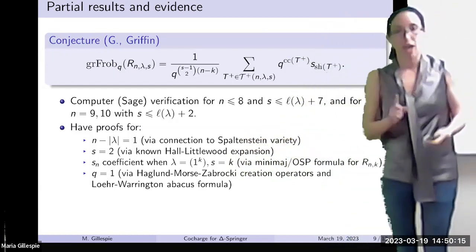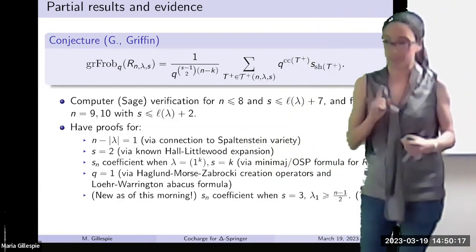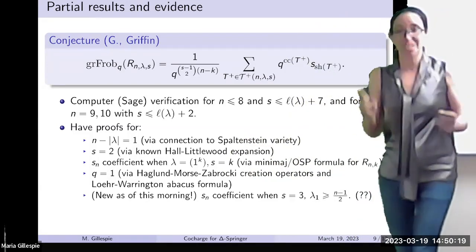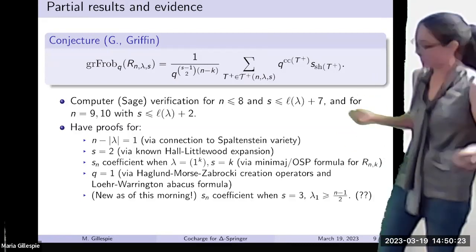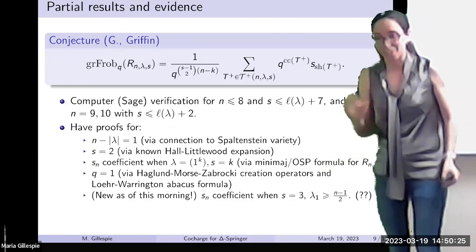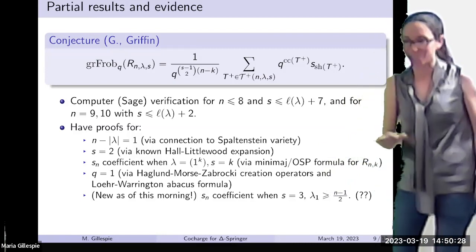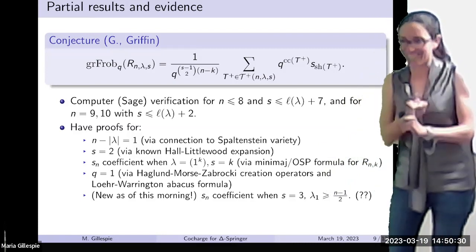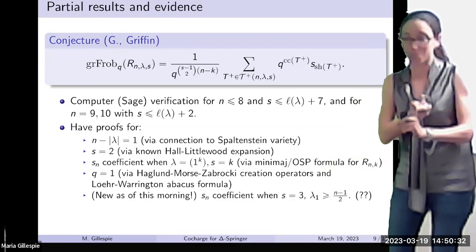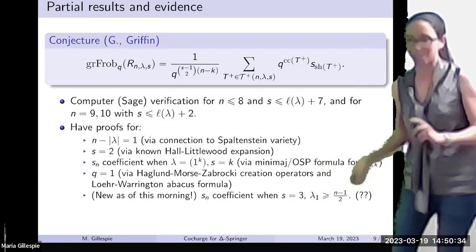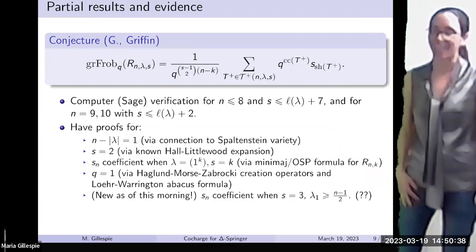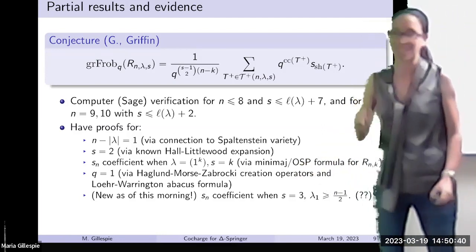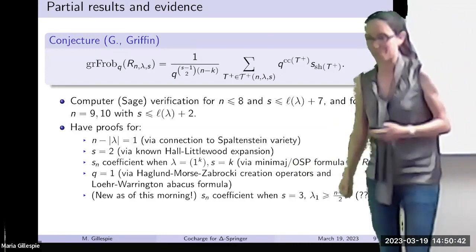Now I have a little surprise for Sean here, which is this morning and yesterday I was working. We keep working on these special cases, and it's a matter of, when do we stop, right? And Sean, I think I have the Sn coefficient for s equals 3, and lambda 1 is at least n minus 1 over 2. And I'm putting question marks because it's in my notebook, so I need to show Sean on Tuesday and we'll verify whether or not this is correct. But I added this to my slides this morning.